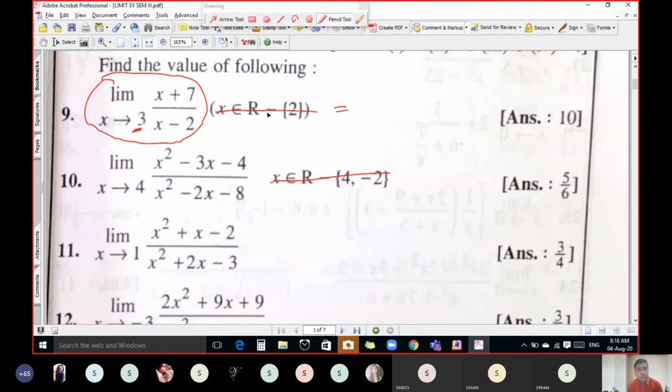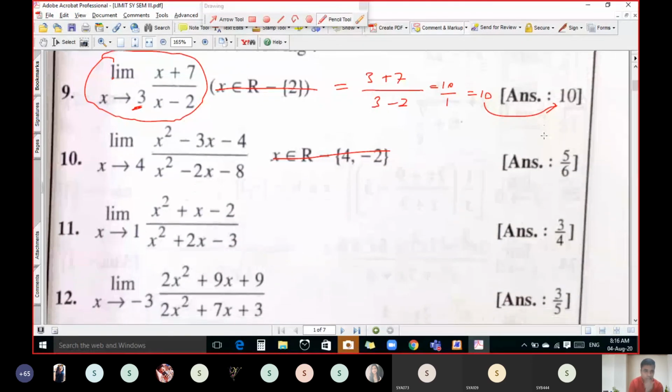If we put 3 here, we get 3 plus 7 upon 3 minus 2. Here we get 10, here we get 1, and 10 divided by 1 is 10. So 10 is the answer. The question is over. Nothing more we have to do. This is the answer.